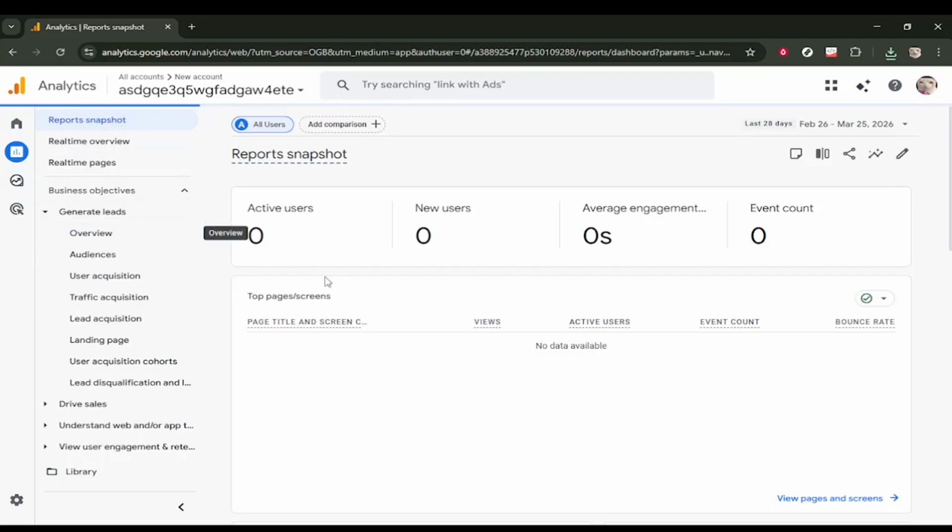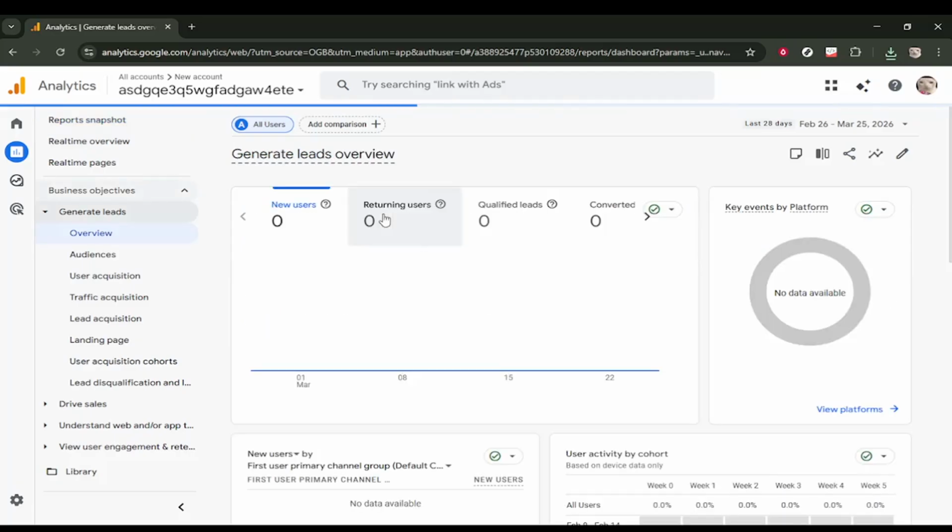As you review what you see, remember that engagement rate is the percentage of sessions that meet the engaged session criteria we just covered. If your engagement rate is rising, it usually means users are spending more time completing key actions or navigating beyond a single page.